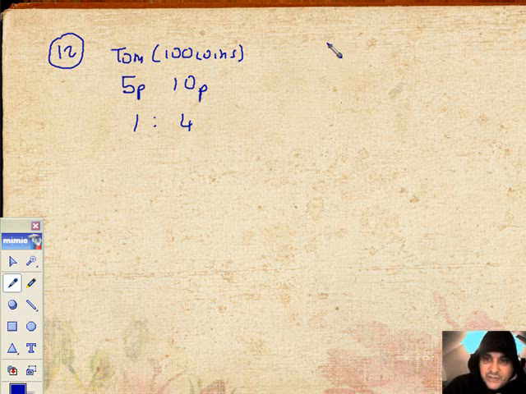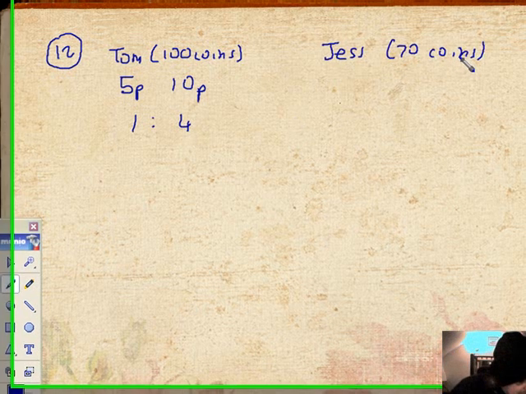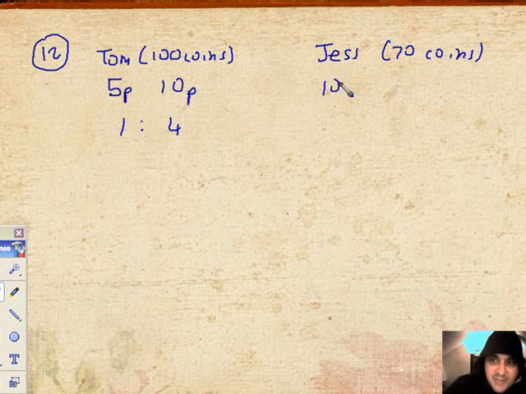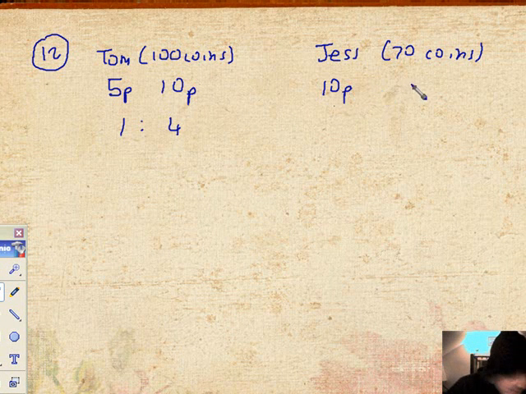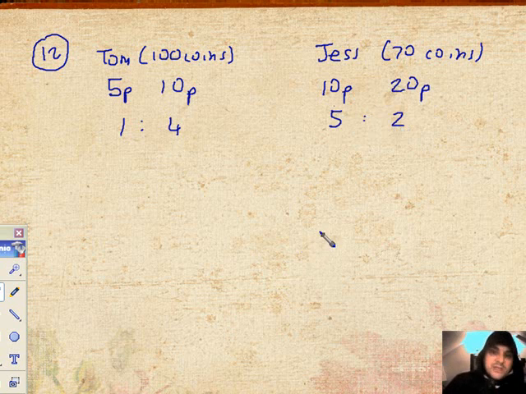Now here's Jess. Jess has got a story as well. Jess has got 70 coins, and Jess has got 10p's and 20p's in the ratio of 5 lots of 10p's to 2 lots of 20p's. Who has the most money?